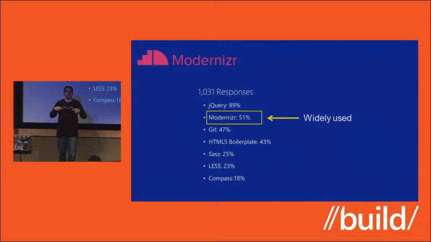So I did a poll recently. I just did a little survey. I wanted to find out what are the top front-end tools that developers are using on a regular basis. And I got a pretty good response, a little bit over 1,000 responses. And the interesting part is, of course, jQuery was number one. That was not unexpected. But the one that blew me away was Modernizr, where at least 50% of the developers were using it. That means that the developers get the value of feature detection and they're leveraging it.